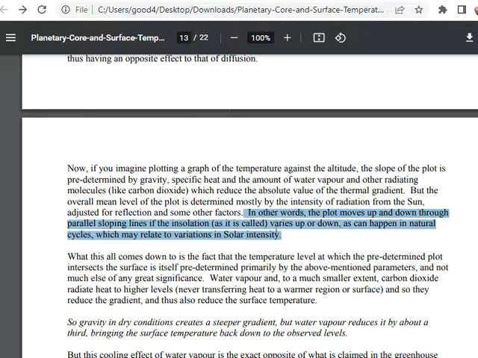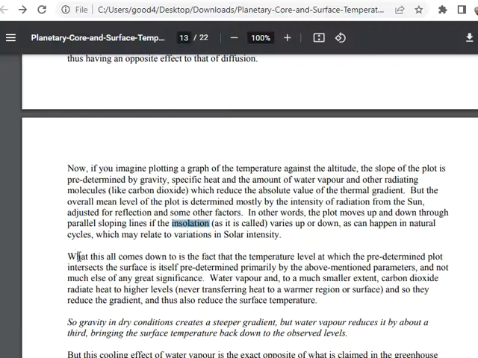Oh, he's trying to make the case that the insolation would change. The amount of light coming from the sun, he's saying, moved up and down. So for instance, if you compared Earth versus Mars versus Venus versus Mercury, the amount of insolation coming from the sun would be different for those different planets.